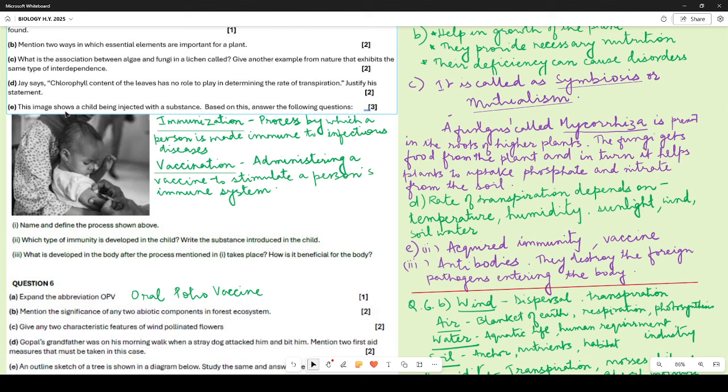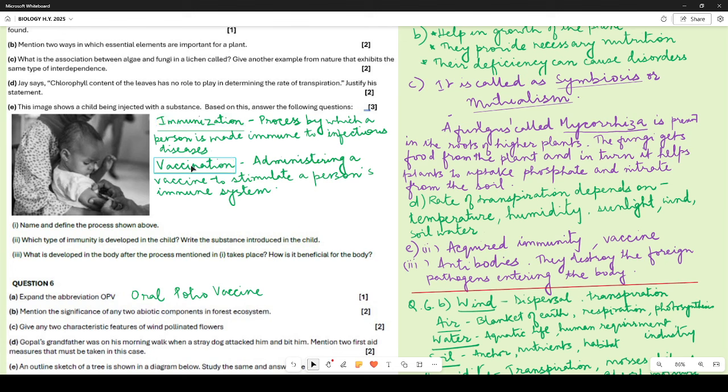The image shows a child being injected with a substance. Based on this, answer the few questions. Name and define the process shown above. You can write vaccination, or you can write it is a part of immunization process. So, vaccination is actually administering the vaccine. It shows here a child is being injected with a substance. So, a better answer is vaccination, where a vaccine is being administered to a person so that their immune system is strengthened. This process by which the various people are made immune to infectious diseases is the immunization.